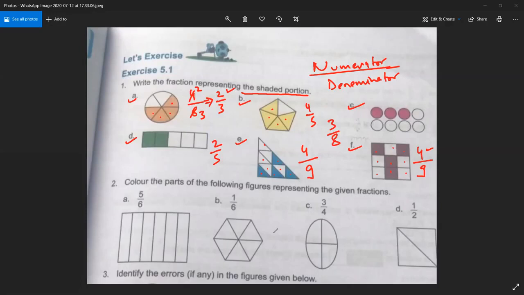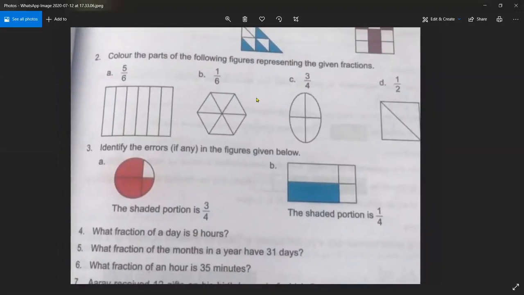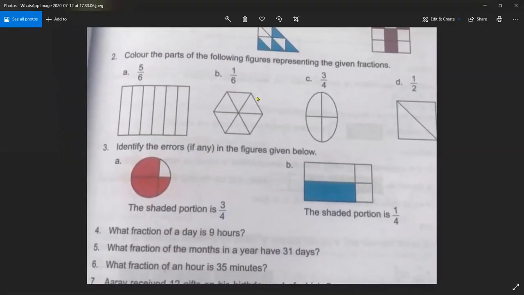So, one second. Would you be able to color the parts? Is there any issue? Would you be able to do question number 2? Yes, sir. For example, color the parts representing the given fraction. So if it is 5 by 6, I'll have to color these 5 blocks and only one block will remain. Is it okay? Yes, sir.